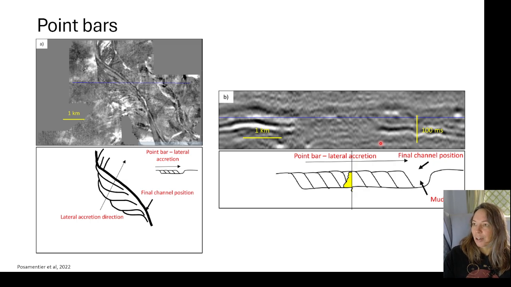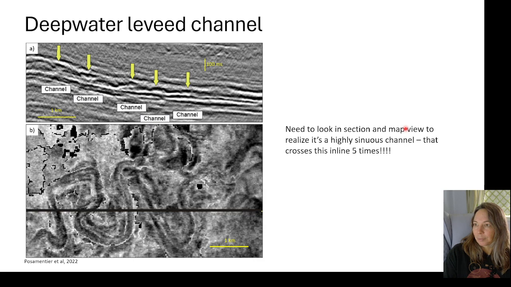Here are some examples of point bars and what they look like. You can see a nice visualization of the seismic and then a cartoon explaining it. In this case, we can really get an idea of where this channel ended up, because it's the last iteration, the final channel position. And even when we look at it in the cross section here, there's a little bit of evidence of some patterns of how that point bar accreted, so the lateral accretion from it.